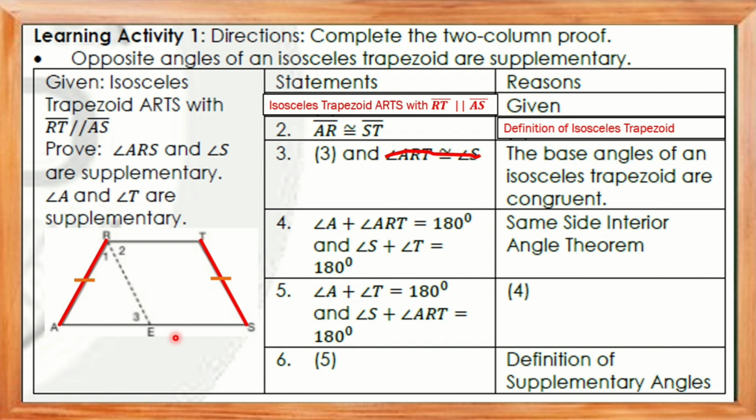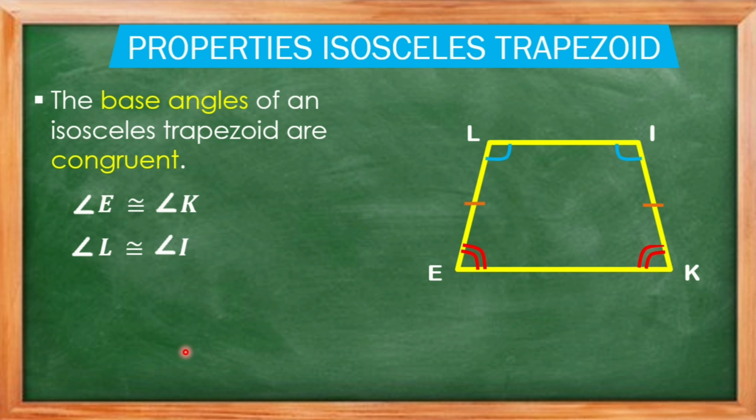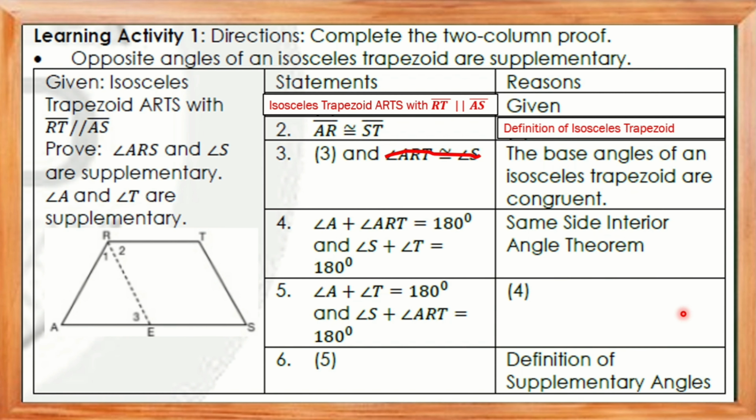Okay, so alin ba dito ang base angle ng trapezoid? So, kung balikan natin yung property ng isosceles trapezoid, so ito yung kaninang diniscuss natin, the base angles of an isosceles trapezoid are congruent. So, alin ba dito yung mga base angle niya? So, ito yon yung angle L at saka angle I, tapos itong angle E at saka itong angle K. So, dito sa ating figure, so alin ba dito yung mga base angle ng isosceles trapezoid? So, we have angle R and angle T.